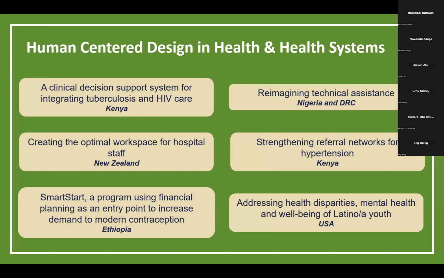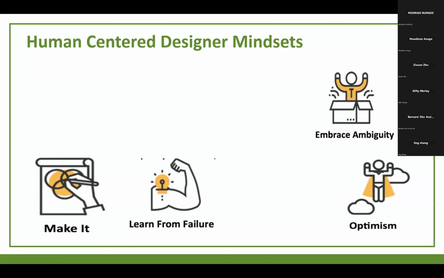It was also used in a program to strengthen referral networks for hypertension and other NCDs in Western Kenya in the public health sector. And in the USA, the community-based participatory research combined with human-centered design was used to address violence-related health disparities, so to understand that more and address it, and mental health and well-being among Latino or Latina youth. So there are already many examples of its use in health systems. And I would surmise that after this, there will be even more applications as you would be able to do this in your own work and in your own settings.